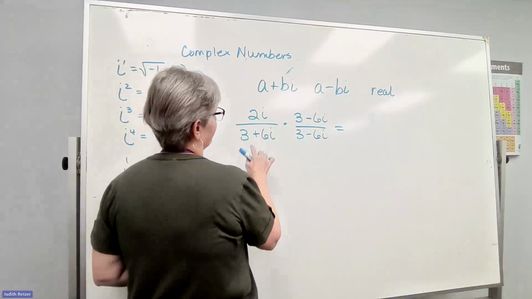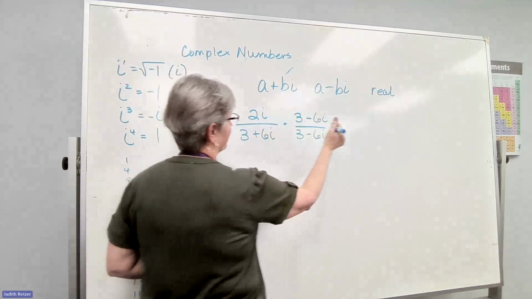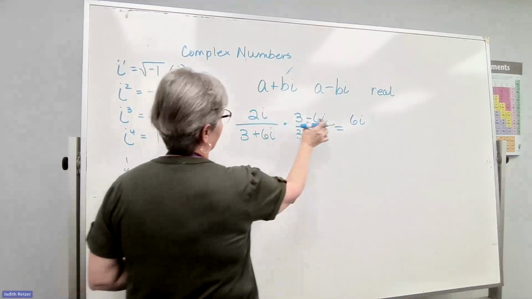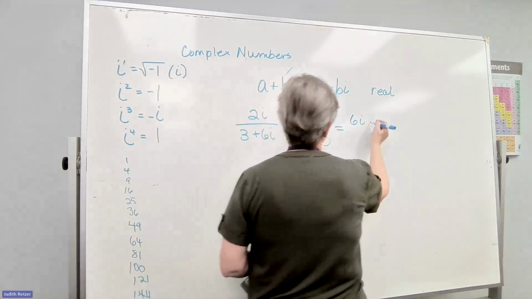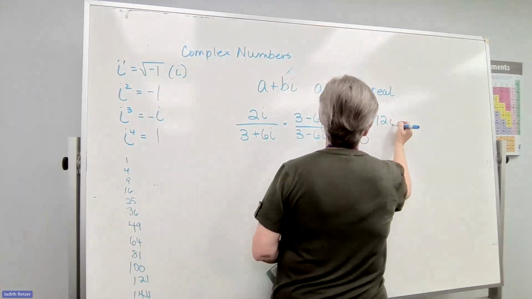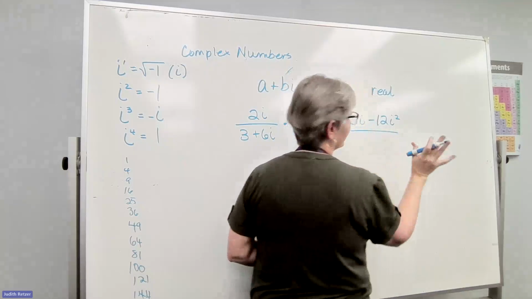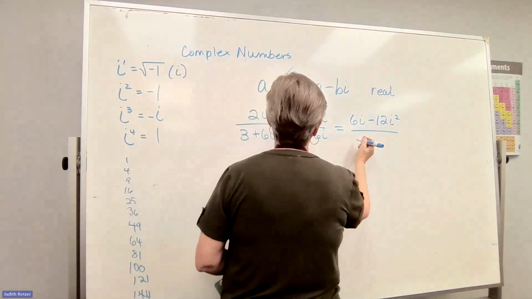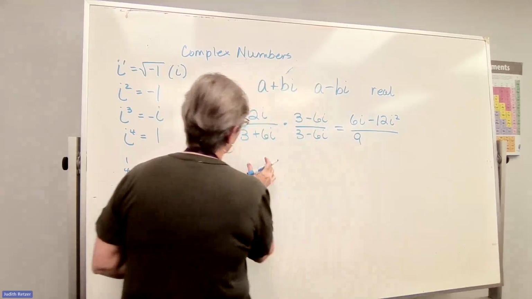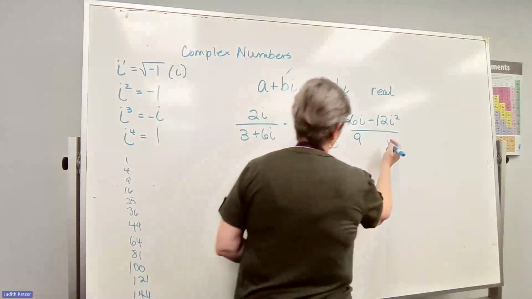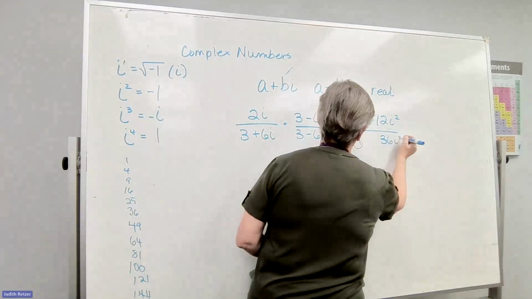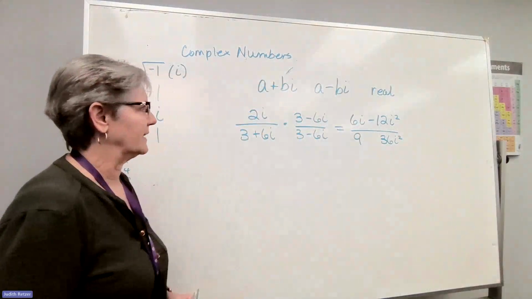Because 2i times 3 is what? 6i. And 2i times -6i is what? -12i squared. We'll fix it in a minute. What is 3 times 3? 9. But look, what is 6 times 6? 36i squared. And what do I need in between them?